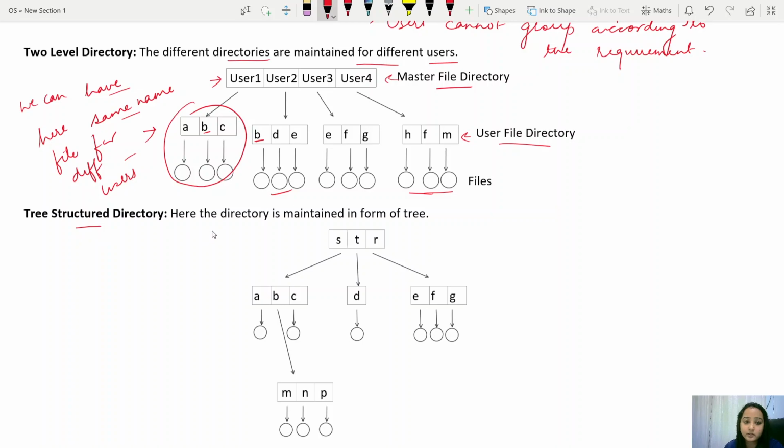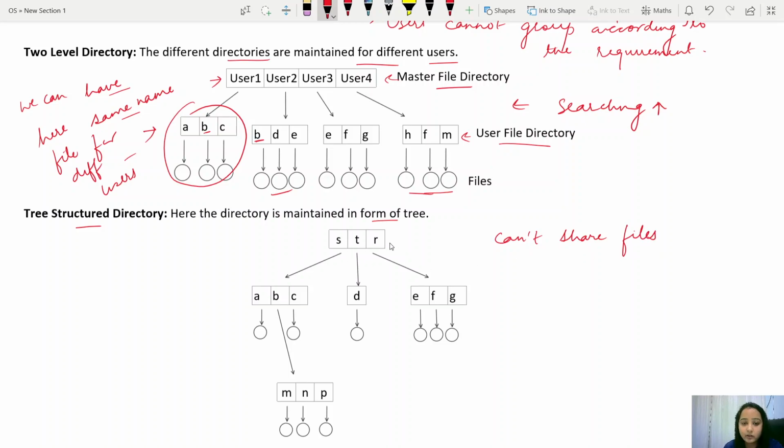Next one is tree structure directory. Here the directory is maintained in the form of a tree. I forgot to mention that here the searching will be fast. In this tree structure directory, the directory is kept in the form of a tree like structure. Searching will be efficient, but we can't share files here.